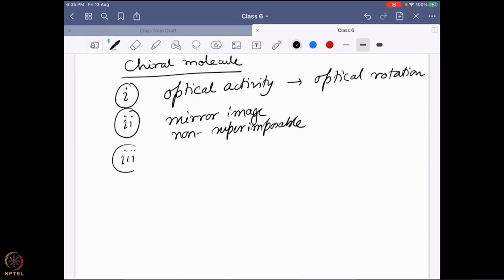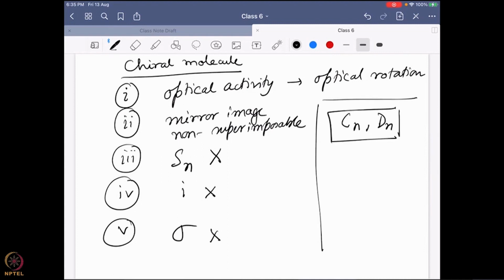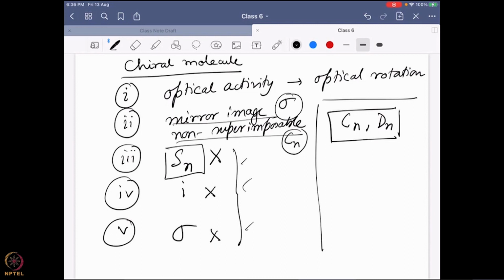We have some other comments also that the molecule should not have an Sn. Then the molecule should not have a center of symmetry. And number 5, the molecule should not have a sigma plane. And altogether, these are saying that your molecule should belong to Cn and Dn point group. All the things are coming from here. The Cn and Dn point group doesn't have any of them. So these 3 are taken care of. Mirror image and superimposable: what I'm doing, sigma and Cn, that means I'm basically doing an Sn operation. So these are correlated to each other, saying in a different way.